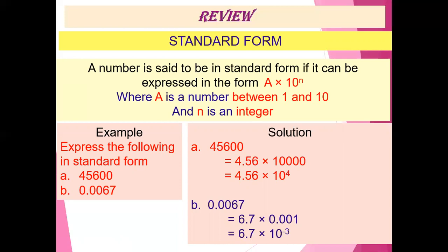For smaller decimals, 0 point this, 0 point that, and the likes, your power should be negative. If those basic rules are not reflected in your work, then there's a mistake somewhere. So always try to cross-check whenever you're working out standard form.